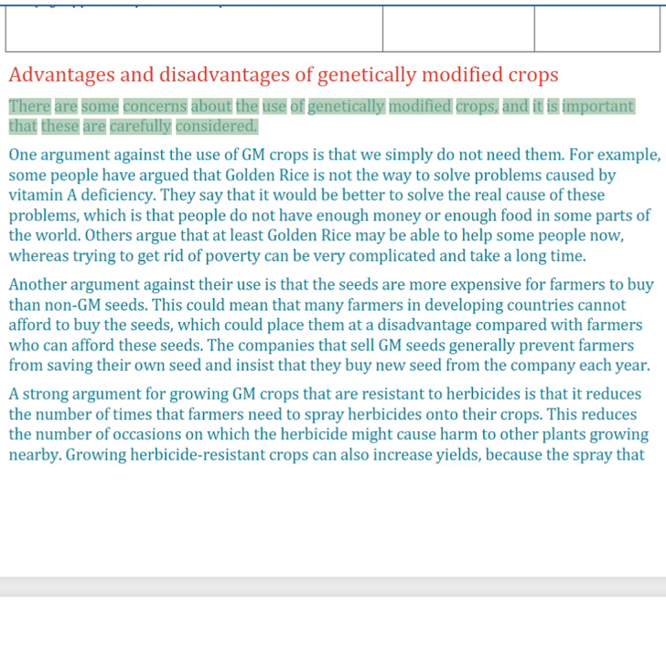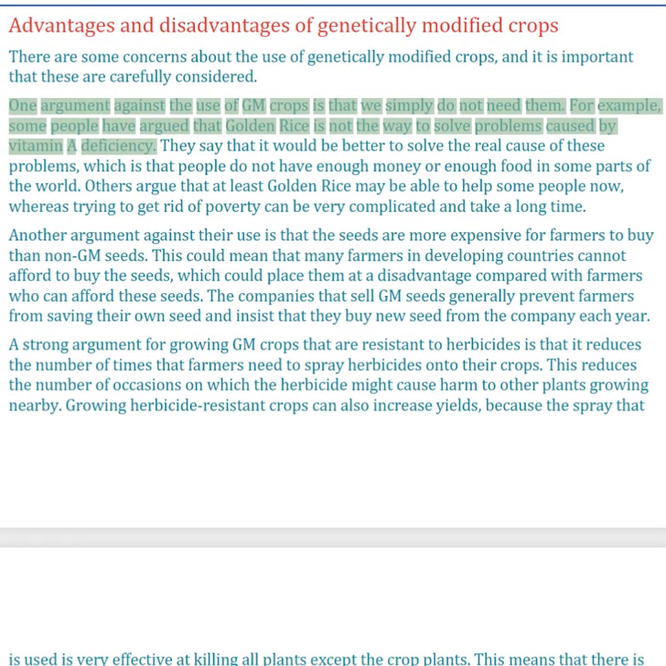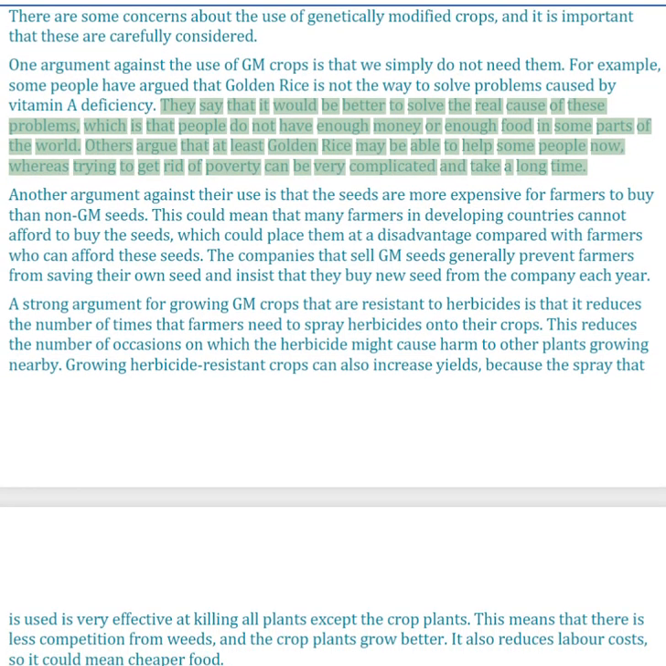There are some concerns about the use of genetically modified crops, and it is important that these are carefully considered. One argument against the use of GM crops is that we simply do not need them. For example, some people have argued that golden rice is not the way to solve problems caused by vitamin A deficiency. They say that it would be better to solve the real cause of these problems, which is that people do not have enough money or enough food in some parts of the world. Others argue that at least golden rice may be able to help some people now, whereas trying to get rid of poverty can be very complicated and take a long time.